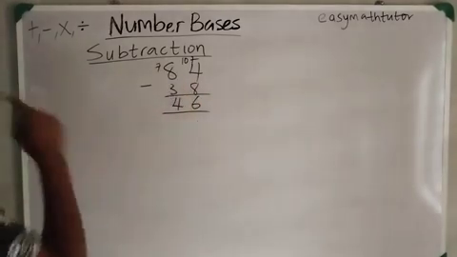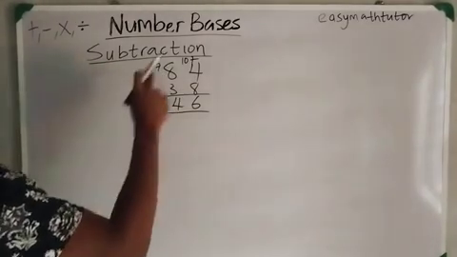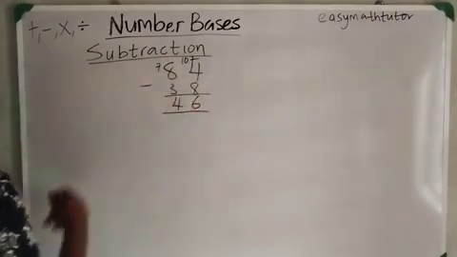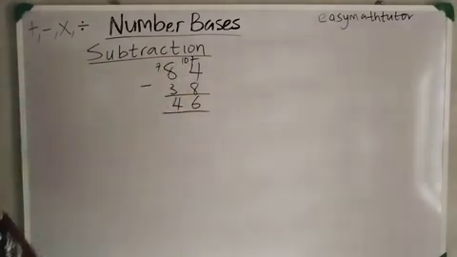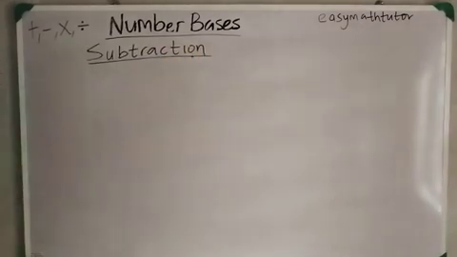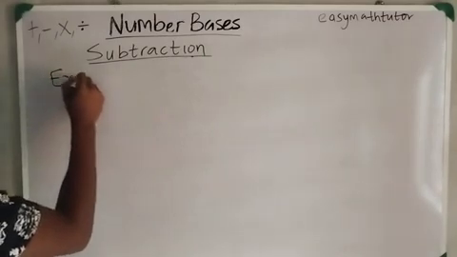So the point is, in a base, when you borrow from the next item, that one you borrowed is equal to the base. So this is base 10. Since I borrowed 1, it is equal to 10. That's one idea we want to keep in mind as we solve some examples of subtraction in different bases. Let's look at some examples now.